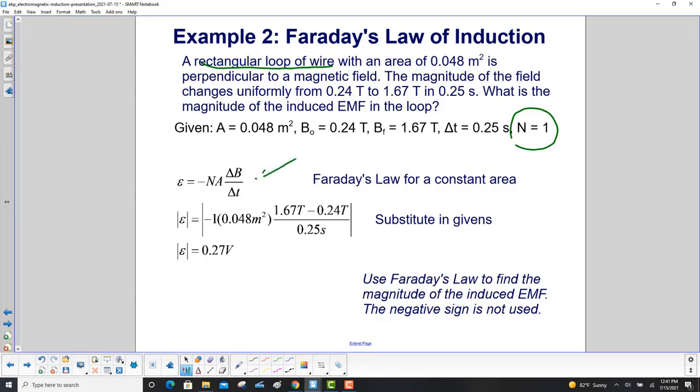We have Faraday's law for a constant area, and our change in the magnetic field is right over here. It's just 1.67 Tesla minus 0.24 Tesla. And notice we want the magnitude of the EMF, so we put the absolute value sign on both sides of the equation, calculate out our mathematics, and we get the magnitude is 0.27 volts.